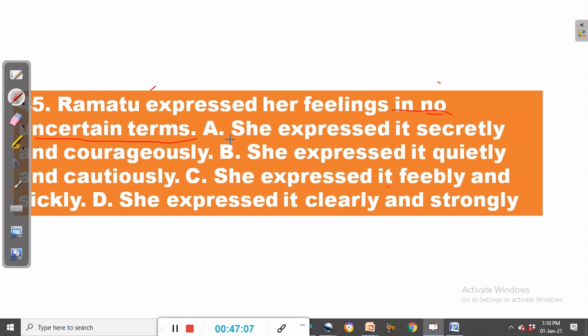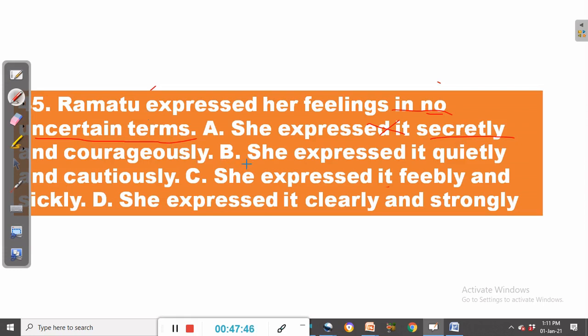And so let's look at the options. Option A, she expressed it secretly and courageously. Secretly. There's nothing secretive about this. So even the elimination method can help us to eliminate this. This is out of it. There's nothing secret. We are not told that there was anything secret about the way she expressed her feelings in no uncertain measures.